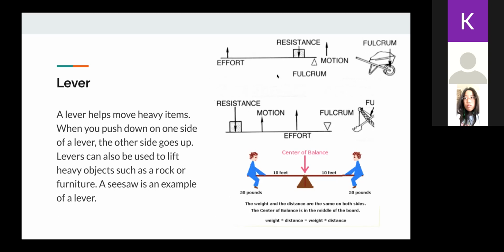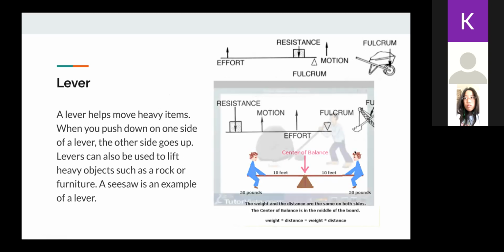Examples of these are the seesaw right here. I'm sure you guys have played on one before. Pliers and crowbars, tweezers. Here we have a wheelbarrow. Here's the fulcrum. Here's the lever, and we use this pivot point to carry a lot of heavy stuff that ordinarily you wouldn't be able to carry by yourself, right?